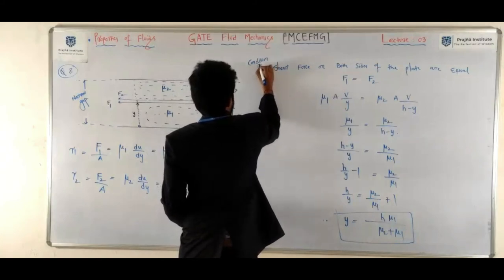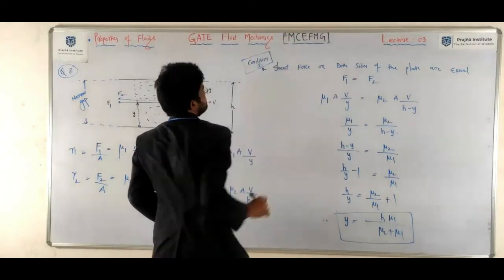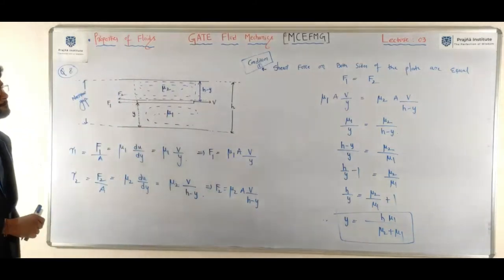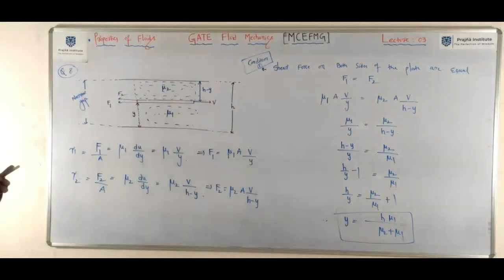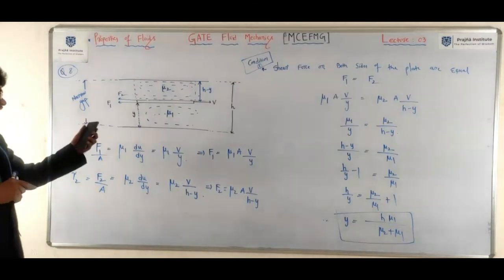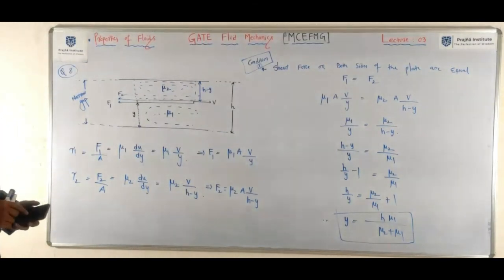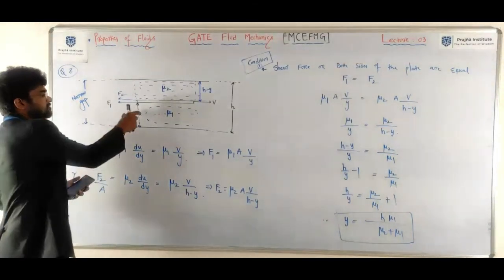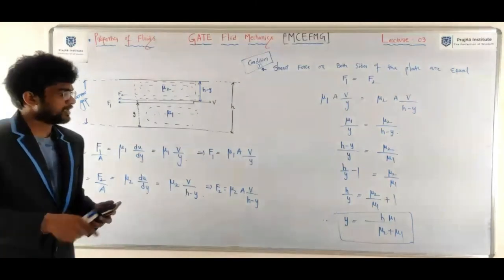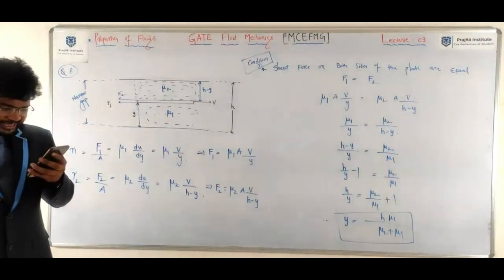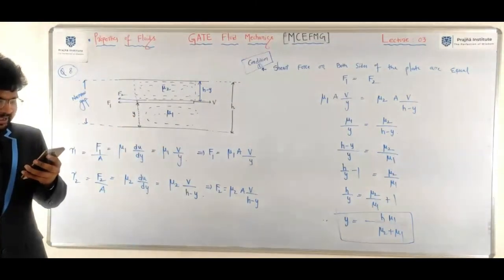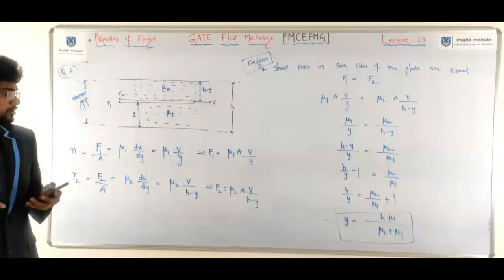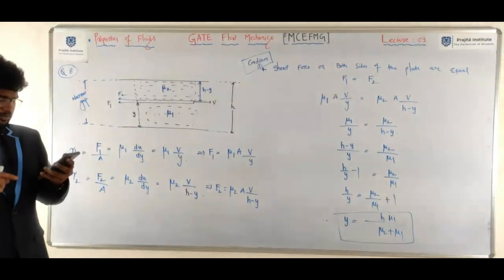Condition 1. Write down up to here. We need to calculate the value of y when shear force on both sides of the plate are equal. In that case, what is the value of y? Y equal to, how much you are getting? Y equal to h into mu 1 by mu 2 plus mu 1. Next slide.